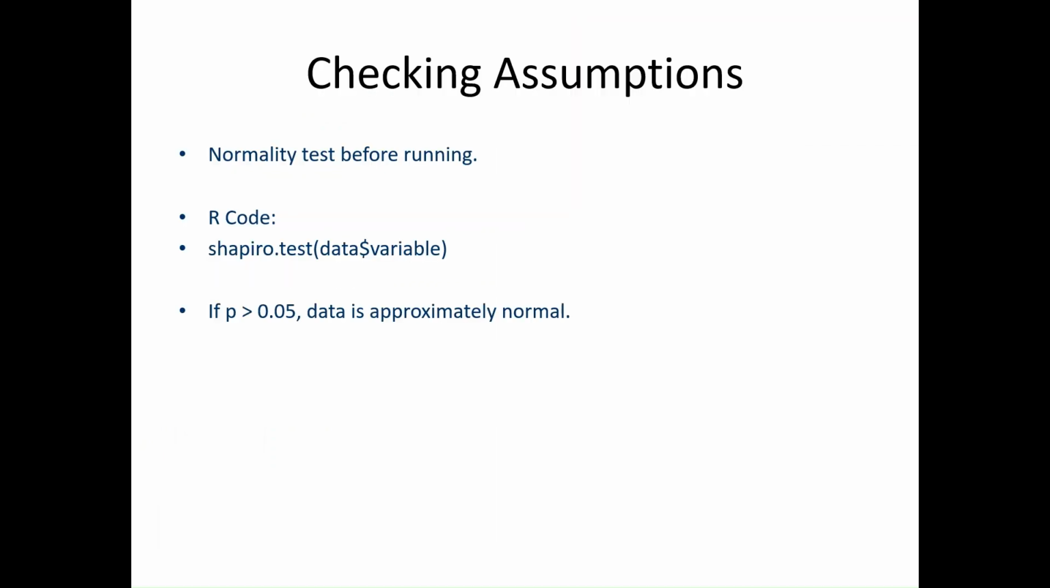Before running any t-test or ANOVA, we must check that our data is approximately normal. The command used is shapiro.test(data$variable). If the p-value is greater than 0.05, we can assume that the data is normally distributed and we may proceed with parametric tests. If not, we might need to use non-parametric alternatives.